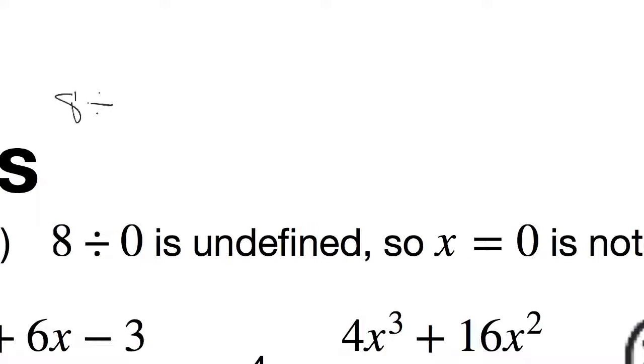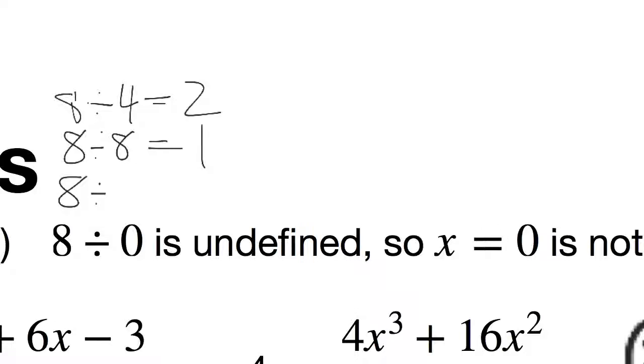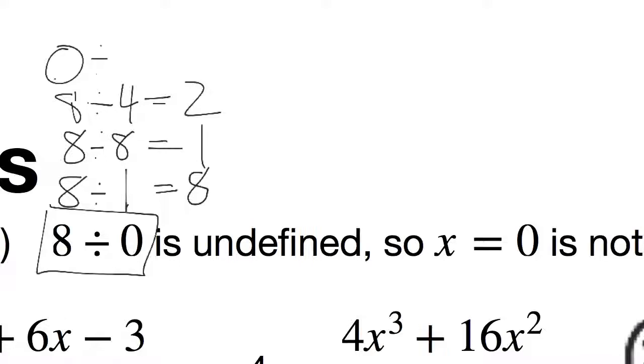8 divided by 4 is defined as 2. 8 divided by 8 is defined as 1. 8 divided by 1 is defined as 8. But 8 divided by 0 is undefined. It has no answer. That's very different from saying 0 divided by 8 is equal to an answer. The answer is 0. Here, you can't even say that the answer is 0. There is no answer. It's undefined.